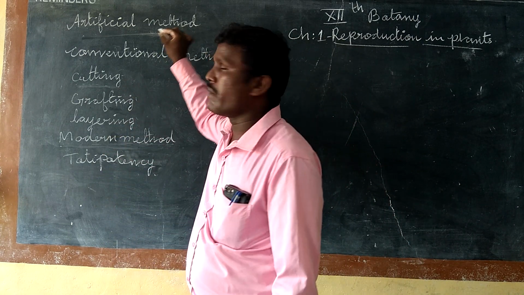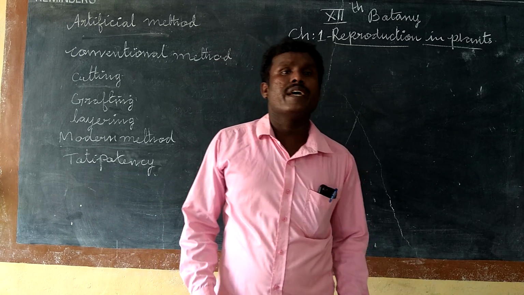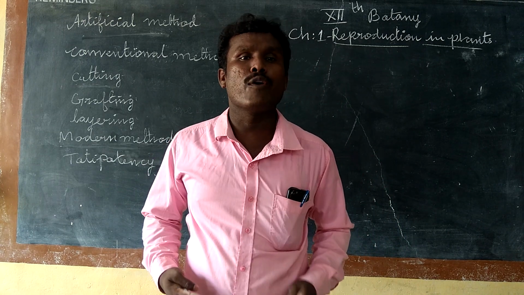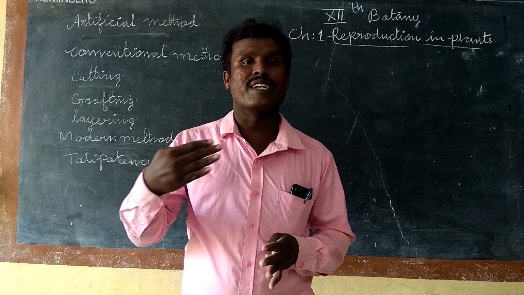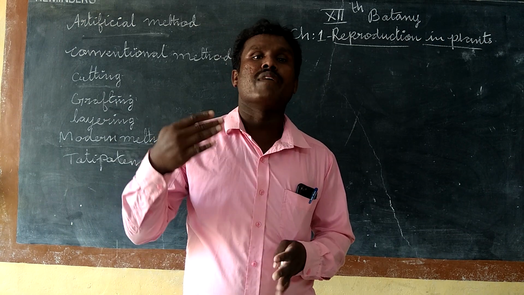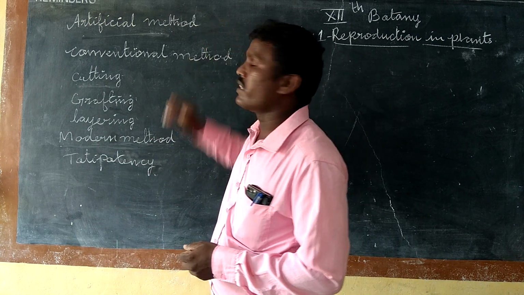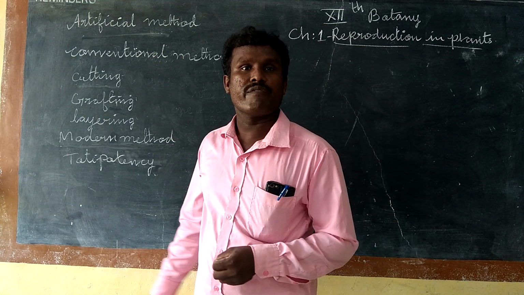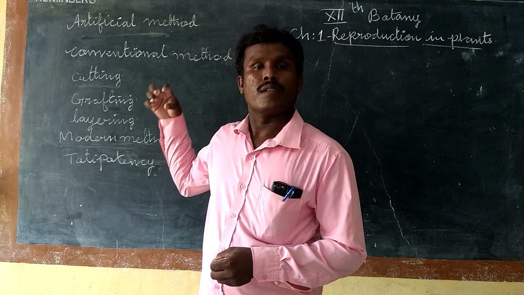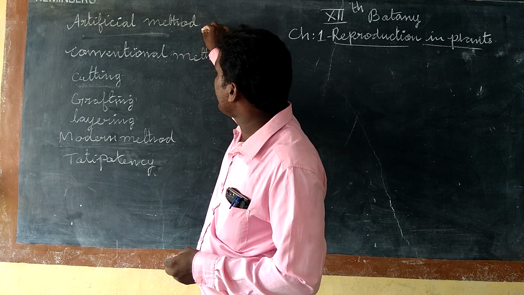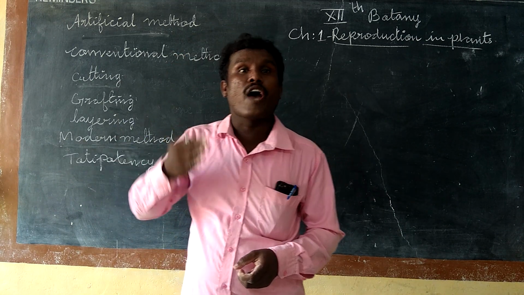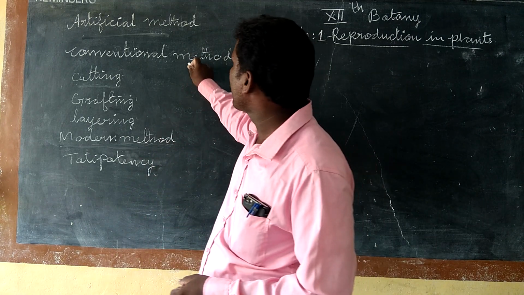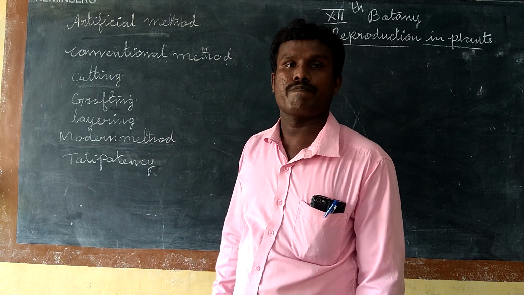So what is the artificial method? Apart from natural vegetative reproduction, there are a number of methods that have been used by farmers and agriculturists. Those methods are called artificial methods of vegetative propagation. Man has been using these for a long time. Therefore, it is called the conventional method of propagating plants.